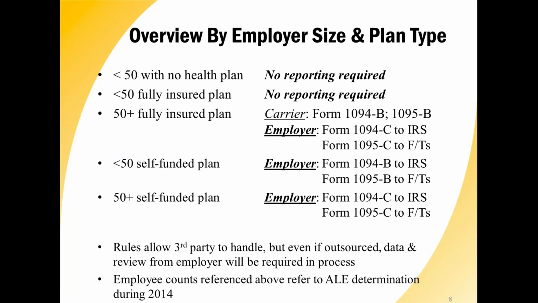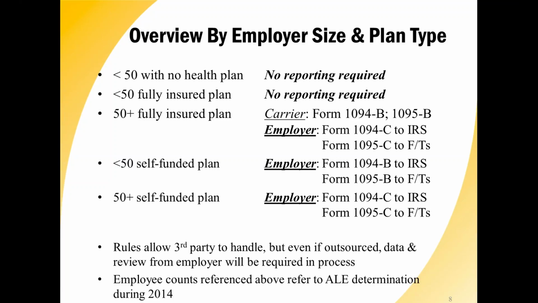I mentioned whether you're fully insured or self-funded, the employers will use the same two forms. The reason for that is that even though self-funded plans have a larger reporting obligation, as I mentioned, the carrier is doing part of the reporting. That's the 1094B and the 1095B, which the carrier has to provide for fully insured plans directly to the employee, directly to the IRS. The employer has to do nothing. So the employer does not have to transmit that data. The carrier is legally obligated to do it directly.